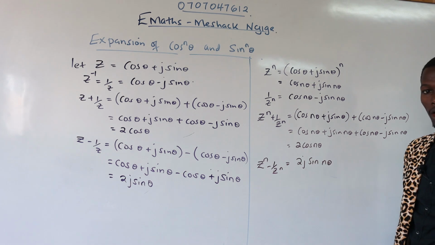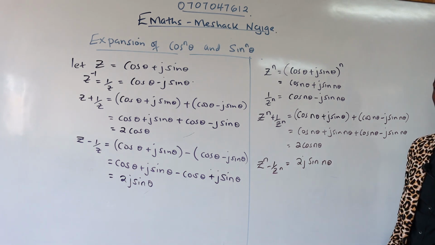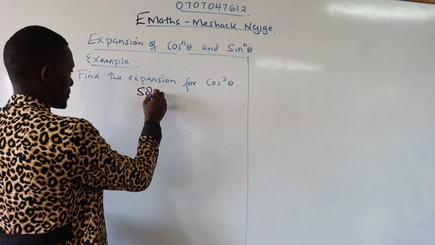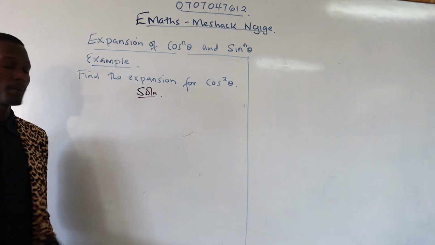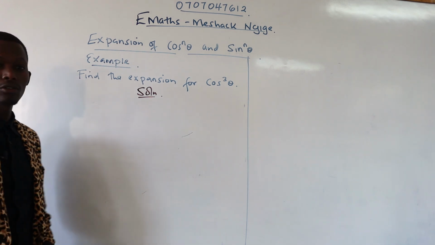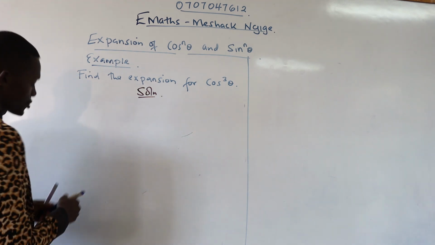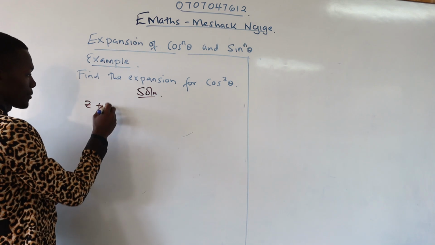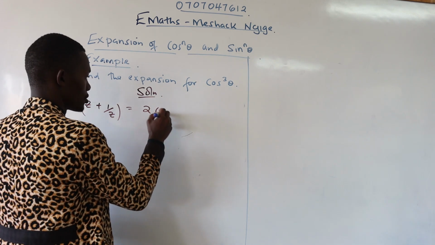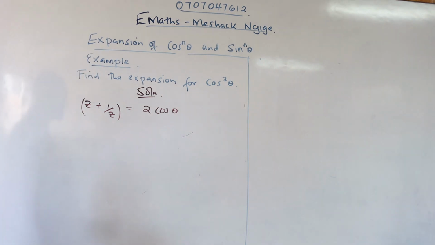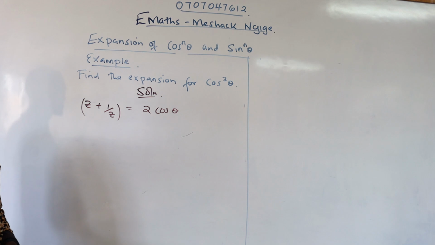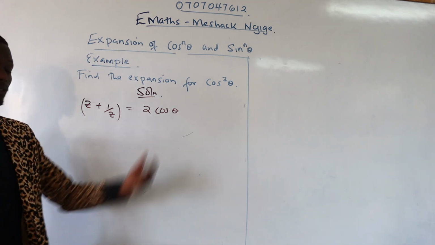So let's see an example on how to expand cos or sine which has a power. Find the expansion for cos cubed theta. Solution. From what you've learned before, I think we've learned something to do with binomial expansion and all that. So we shall have a bit of application of binomial expansion in expanding this. Now let's have a relationship. We know that z plus 1 over z, what will that be? Yes, that will be 2 cosine of theta. So this relationship will enable us to expand our left hand side with regards to the right hand side.